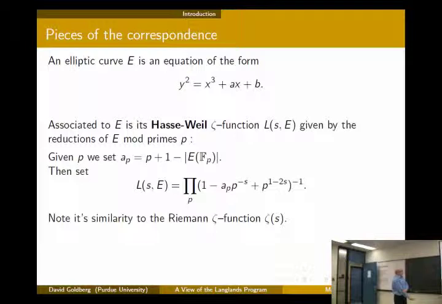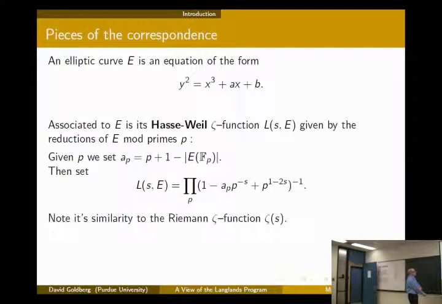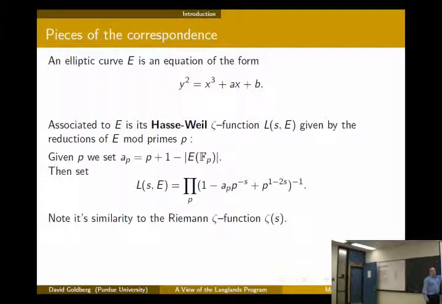That's not going to be so important to us, but associated with this is something called the Hasse-Weil zeta function. For any curve, for any variety in fact, there's a Hasse-Weil zeta function. And it's essentially given by counting the number of points over a finite field. Right? It's actually the number of points that are not rational, pretty much, right?